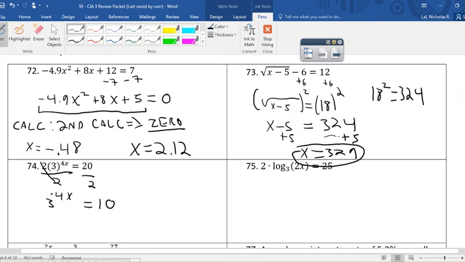Now, in order to get the x out of the exponent, what we have to do is convert our exponential function into a logarithm. The base of our exponential function is going to be the base of the logarithm.